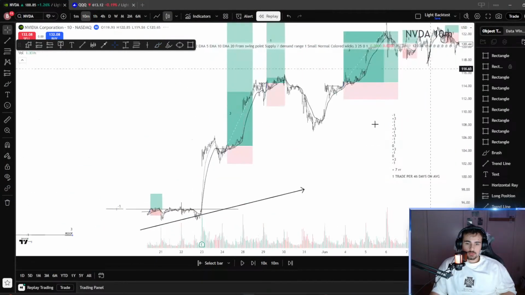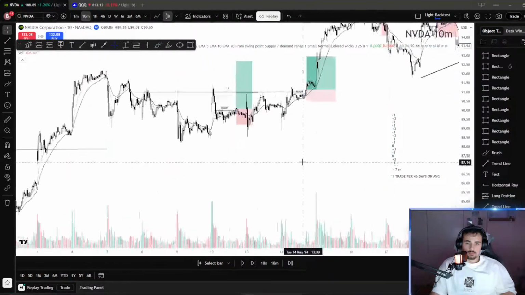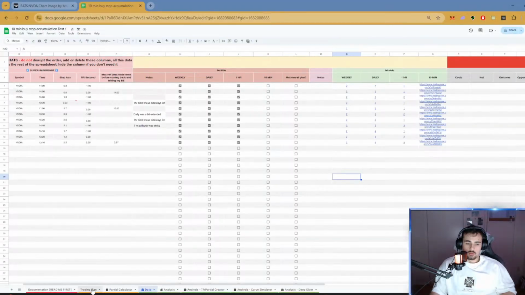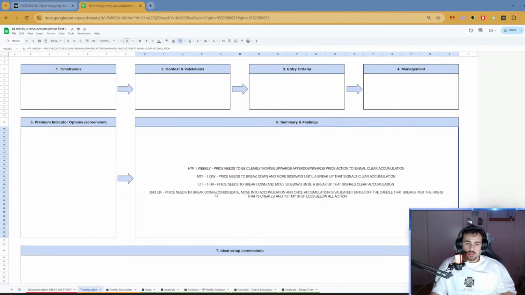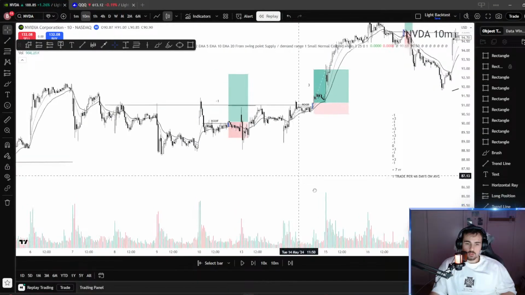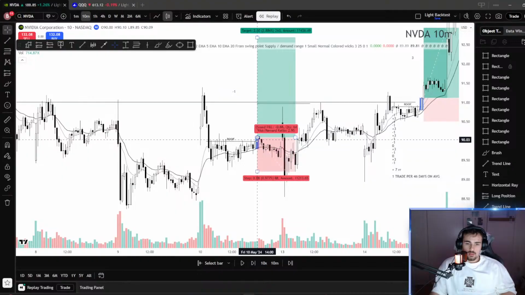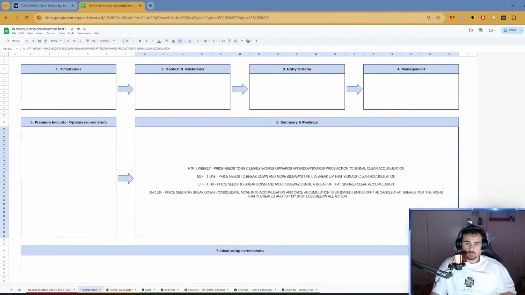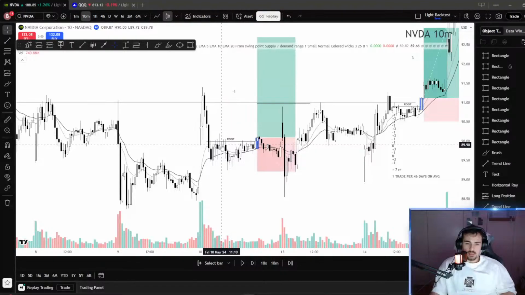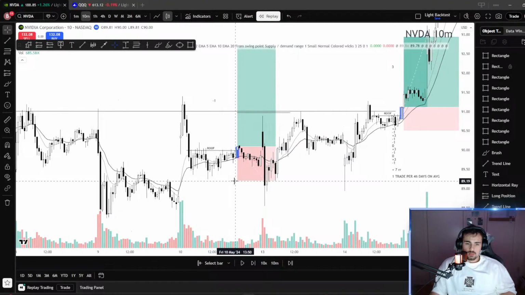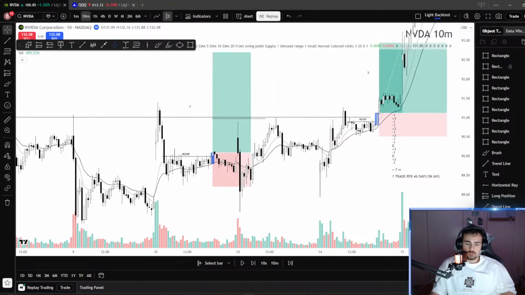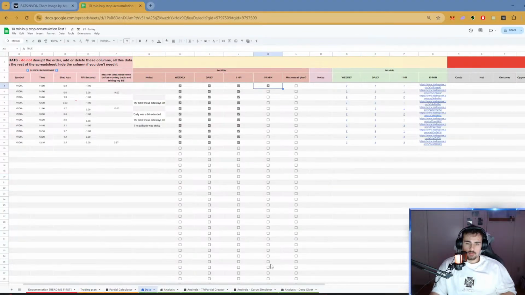Now, the entry time frame. The rule is price needs to break down, consolidate, move into accumulation, and once accumulation is validated, I enter off the candle that breaks past the highs that is created, and I put my stop loss below all action. Okay, sideways price action. This candle breaks through, breaks past all these little highs. Stop loss below all action. The rule here was met.